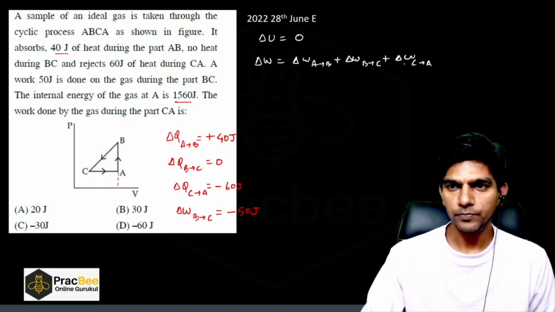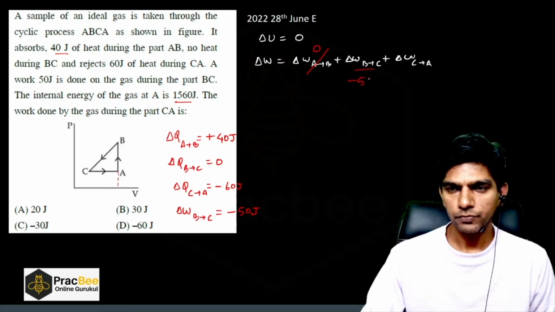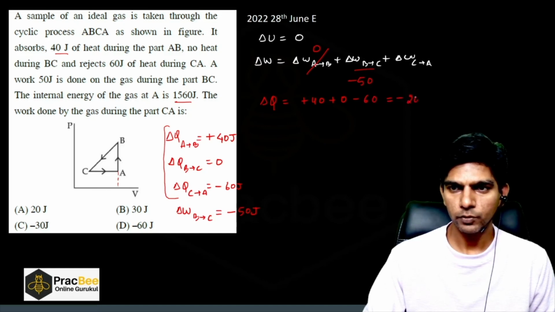So this work done A to B will be 0. And we have given work done from B to C, and this is nothing but minus 50. So we can say by first law of thermodynamics, delta Q will be the sum of all these heat exchanges, right? So plus 40 plus 0 minus 60. So it comes out to be minus 20 joules.